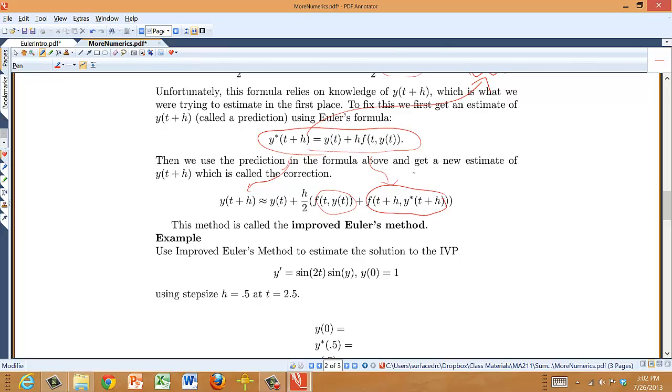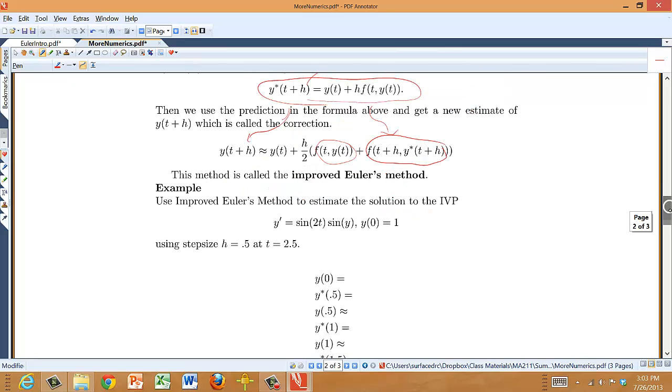And it turns out it's more accurate than Euler's method, and we can see how much more accurate in a minute here. So let's take a look at the same ODE as before. Again, we'll use a step size of 1/2, just like we did in the last video, and I want to go out to time 2.5 again.